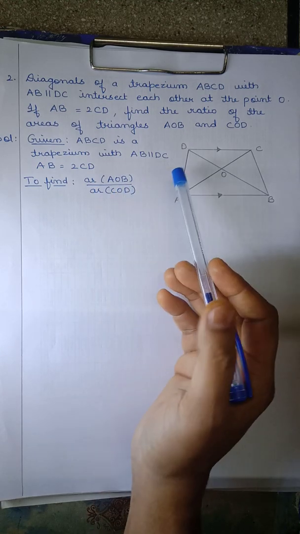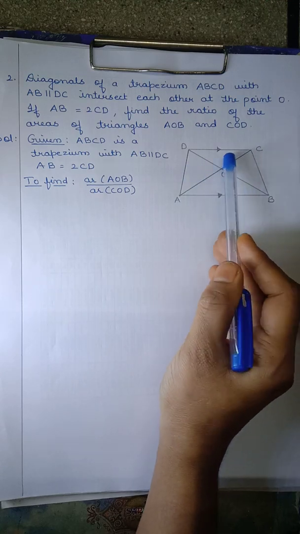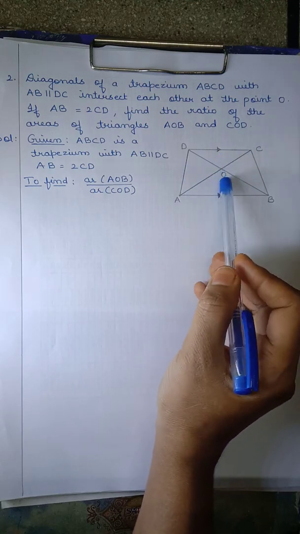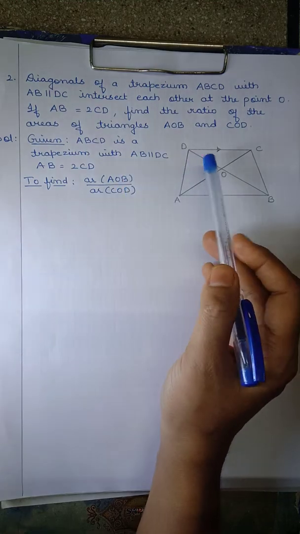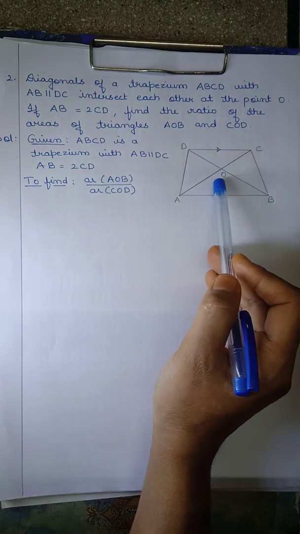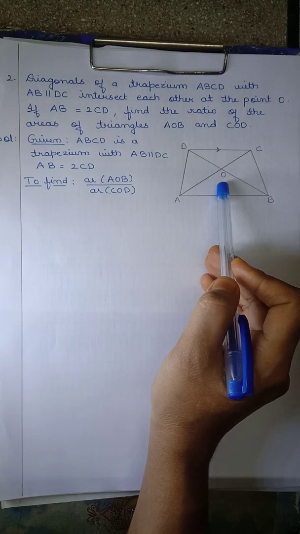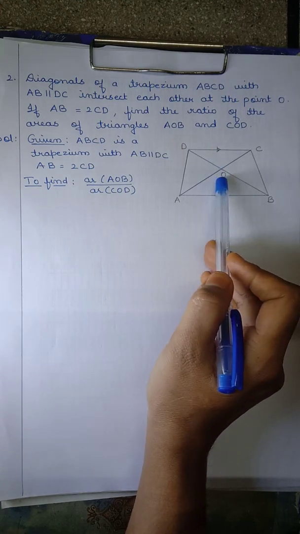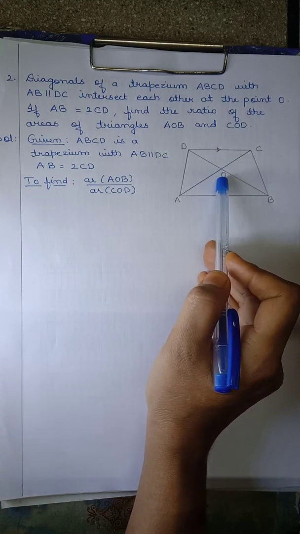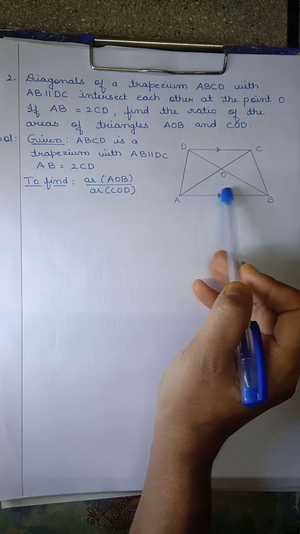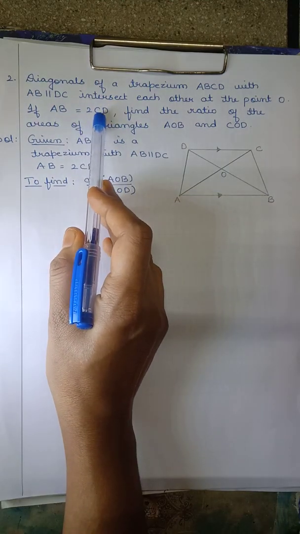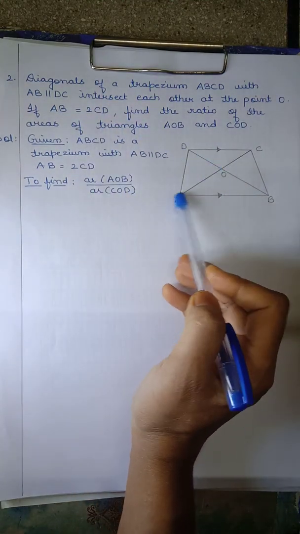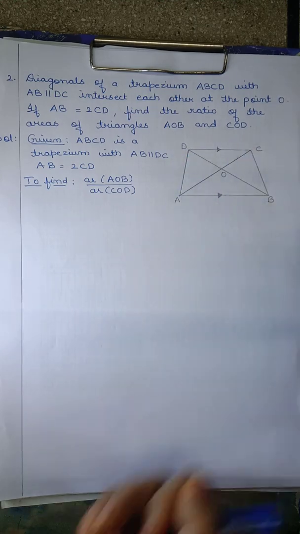Okay, so for that we have to firstly prove that the triangles are similar. Okay, we have to find the ratio of these two triangles. So firstly prove that AOB and COD are similar to each other. When they are similar, the ratio of the areas will be equal to the square of their corresponding sides. Okay, so we can take AB and CD because AB is equal to twice of CD is given. So we can use this AB side upon CD side.